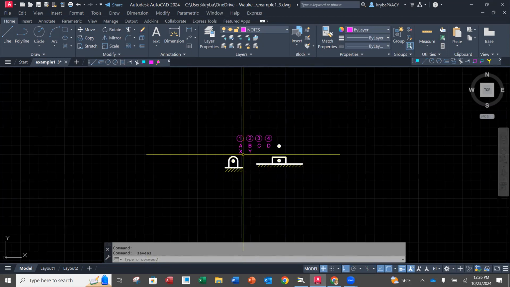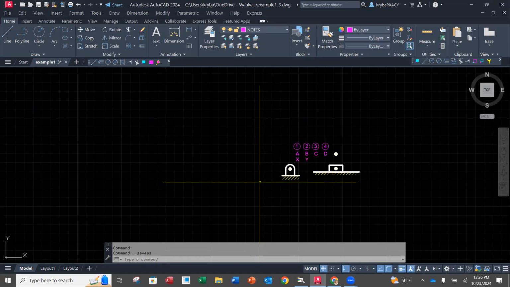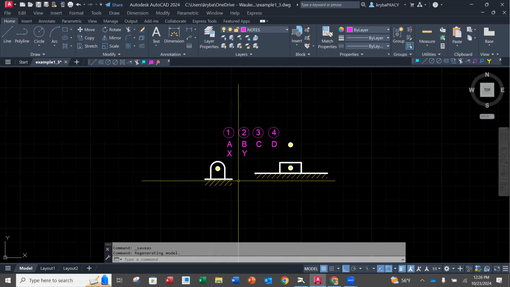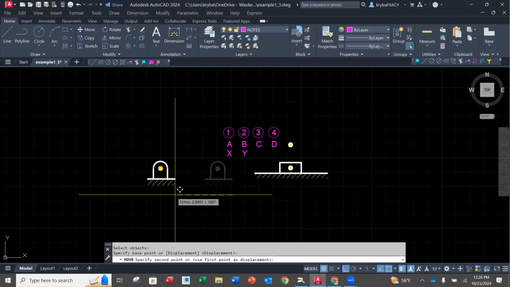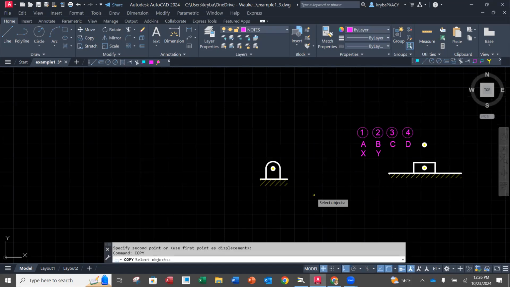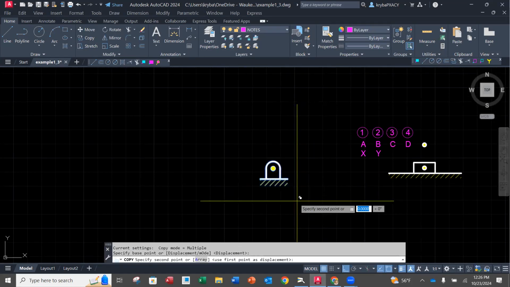Now I have the freedom to move these around and represent the kinematic diagram that I just created. Okay. So I have one frame member, and I'm going to move this. I'm going to copy and create the other frame member.